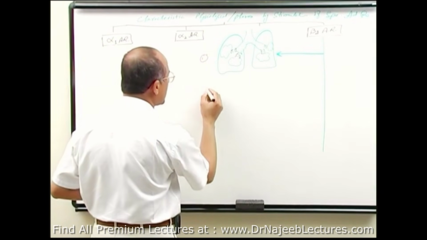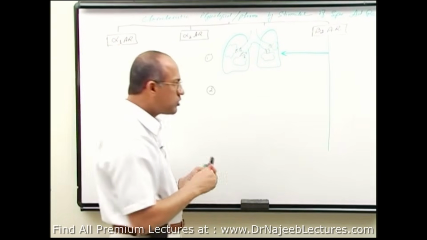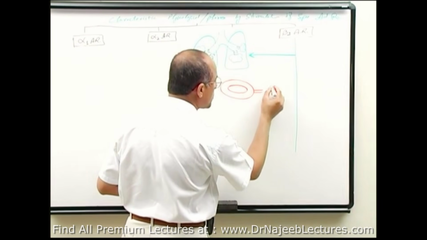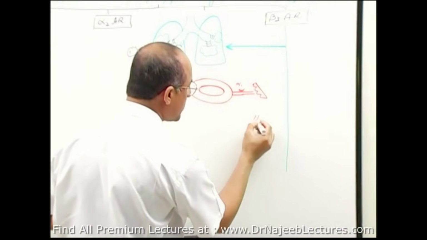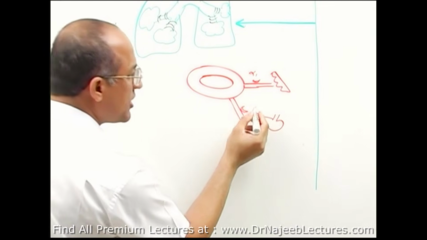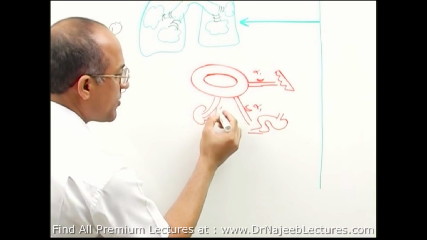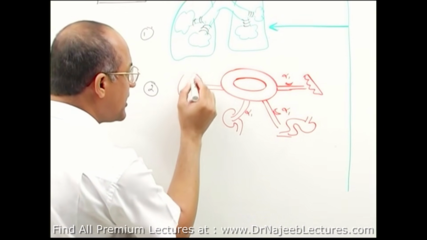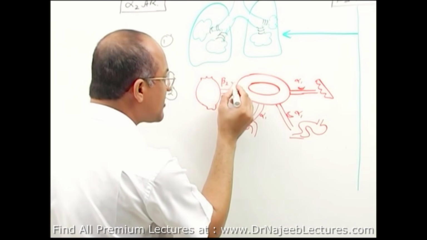Then there are beta 2 actions on the vascular smooth muscles. I told you in previous lectures that the blood vessels which go to the skin have alpha 1 receptors. Blood vessels which are going to GIT also have mainly alpha 1 adrenergic receptors. And blood vessels which are going to the kidney also have alpha 1 receptors. But blood vessels which are going to the muscles have more beta 2 receptors and less alpha 1 receptors.